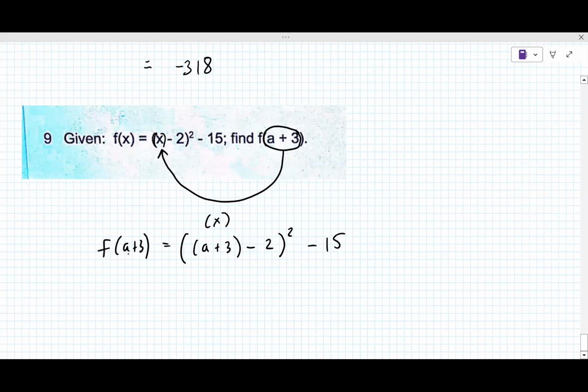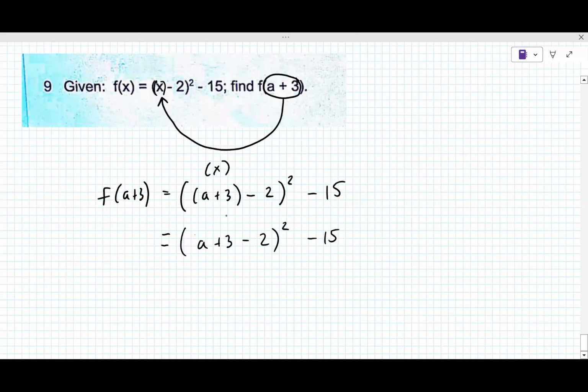We got to do a little bit of simplifying here to get this finished for the final answer. There's a bit more to do. So we have a plus 3 minus 2 squared minus 15. We're just dropping the parentheses, and then inside parentheses, you can combine like terms. 3 and minus 2 becomes a plus 1 squared minus 15.